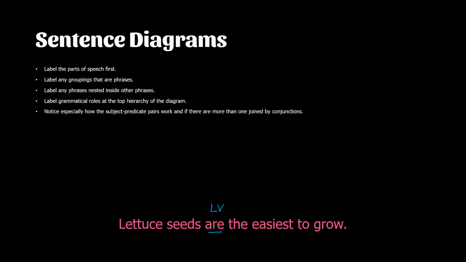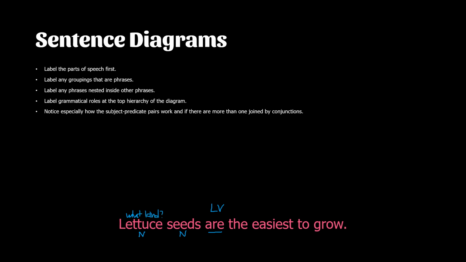Then we have lettuce seeds. Seeds is a noun and lettuce is a noun. Two nouns next to each other is not normal. We need to figure out what's going on. There's no conjunction here. I'm not saying lettuce and seeds. I'm saying lettuce seeds. Lettuce seeds is telling us what kind of seeds we're talking about.